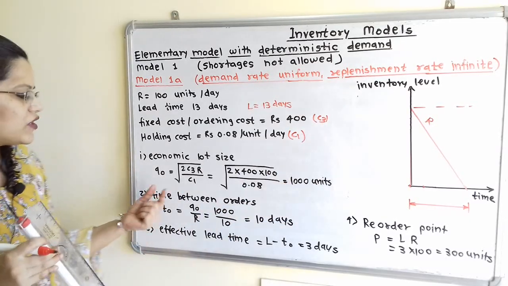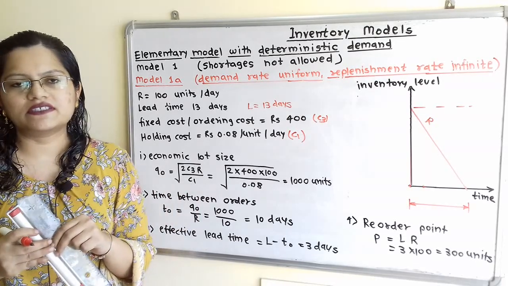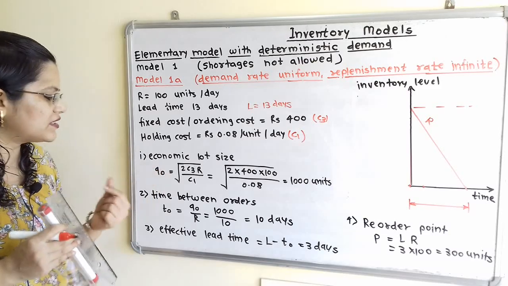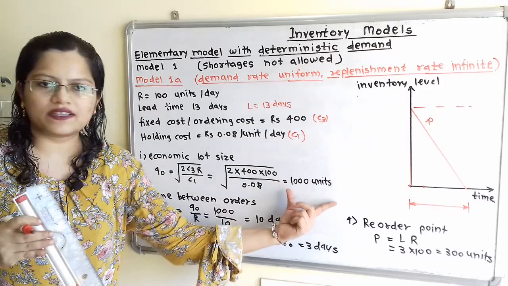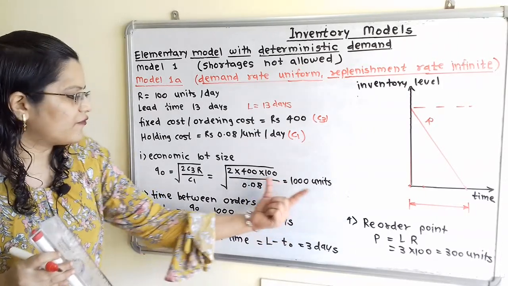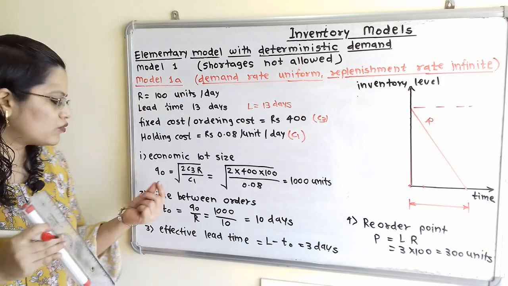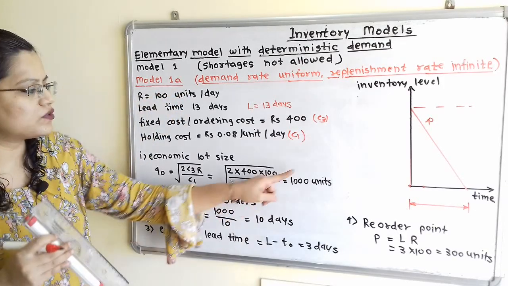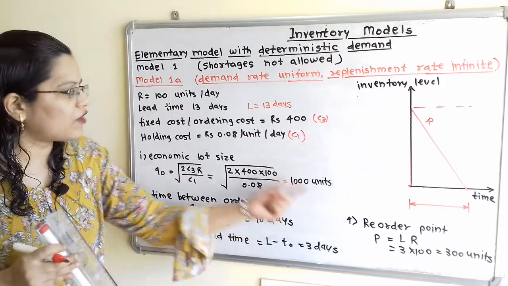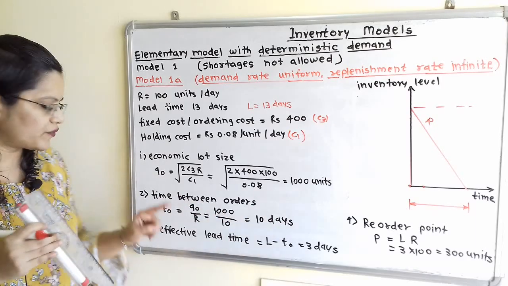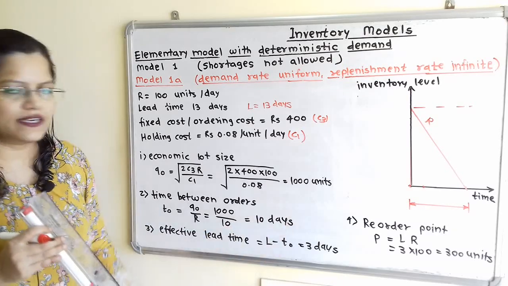Now we will calculate the time between orders. So how to calculate this time between orders? We have to calculate the time for this lot. This lot size is 1000 units, and for this lot our consumption is 100 units per day. So all this lot is getting consumed within 1000 divided by 100, that is 10 days. So we can say that T0 is equal to Q0 by R, which is equal to 10 days.